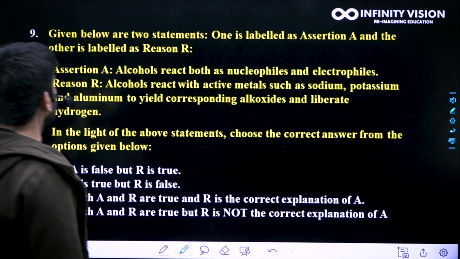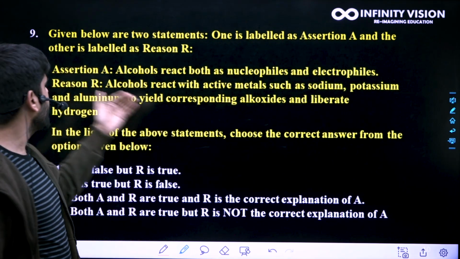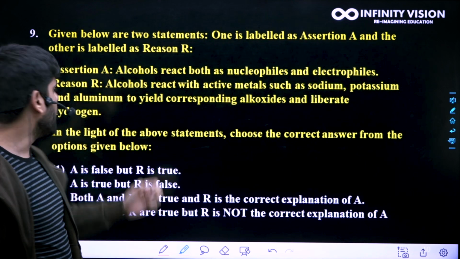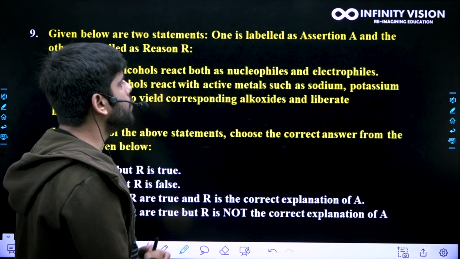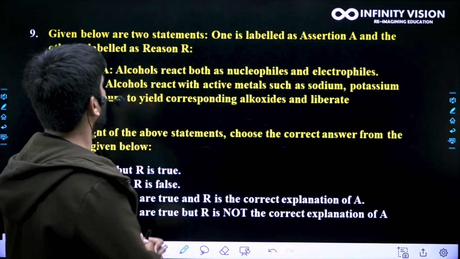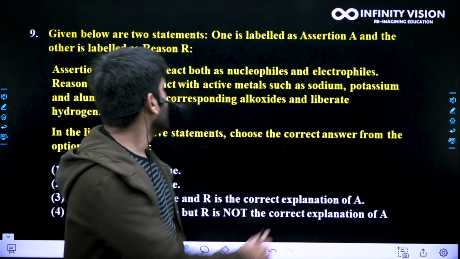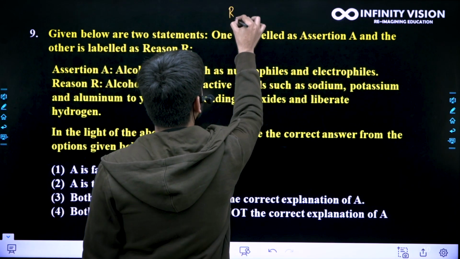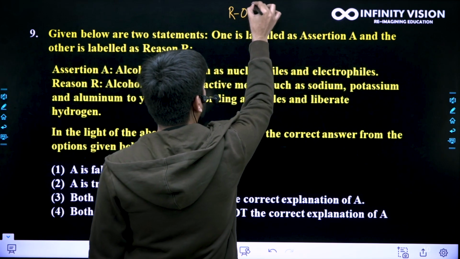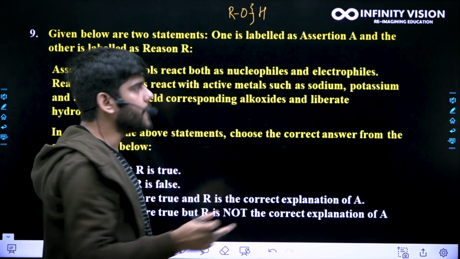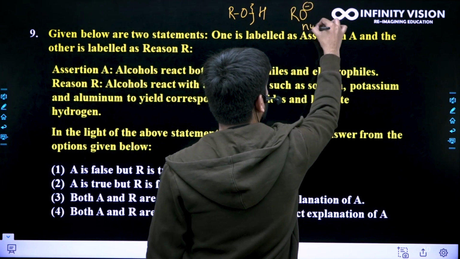The next question is, given below are 2 statements. One is labeled as assertion A, and the other is labeled as reason R. Now, assertion is alcohols react both as nucleophiles and electrophiles. Yes. Now, depending upon the type of bond which is broken, suppose if we break the bond between O and H, we get alkoxide ion. It is acting as a nucleophile, right?